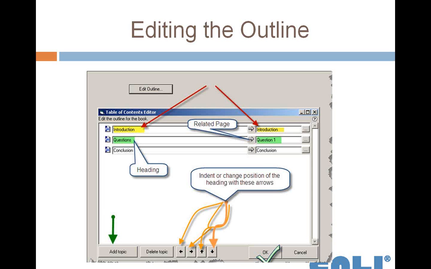So if I wanted to add a menu heading after questions, for example, I would put my cursor at the end of the green box in questions and then click the button in the lower left corner of your screen called Add Topic. That would insert a new topic at the same level right before questions and right after questions and right before conclusion. Well, what if you then decide it's in the wrong place?